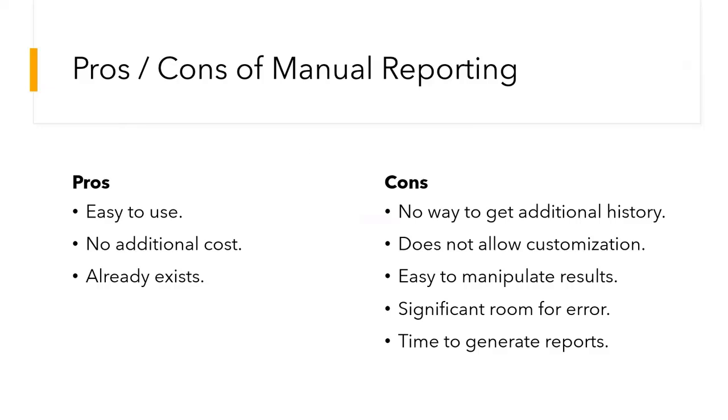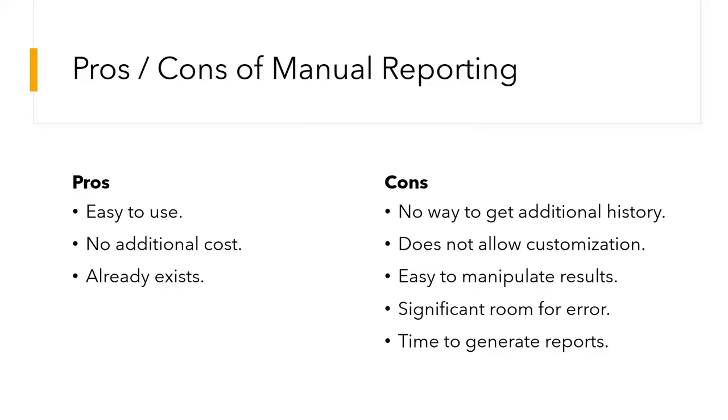However, there are a lot of downsides to the manual reporting process. The big ones are you can't get additional history. So you've only got that quarter over quarter. If you want to go back an additional quarter, you have to re-download new reports. You have to copy them. There's a whole manual process. You effectively have to regenerate the report. You can't do any customization, such as if you wanted to drill down to a city or you wanted to drill down to a month.